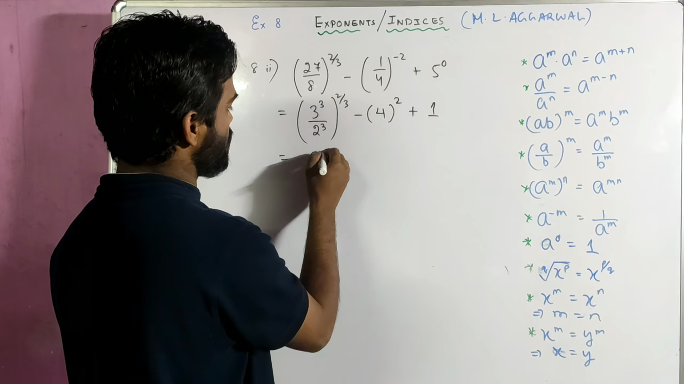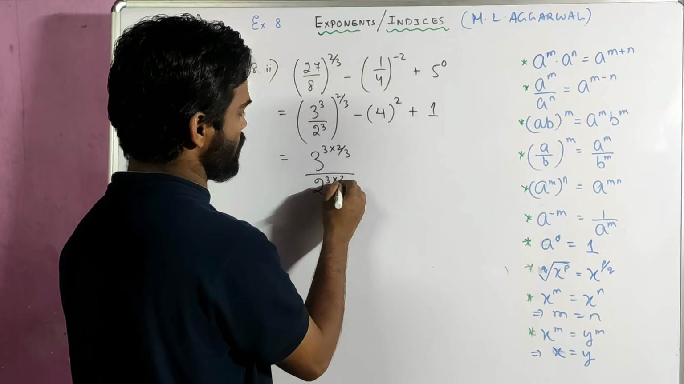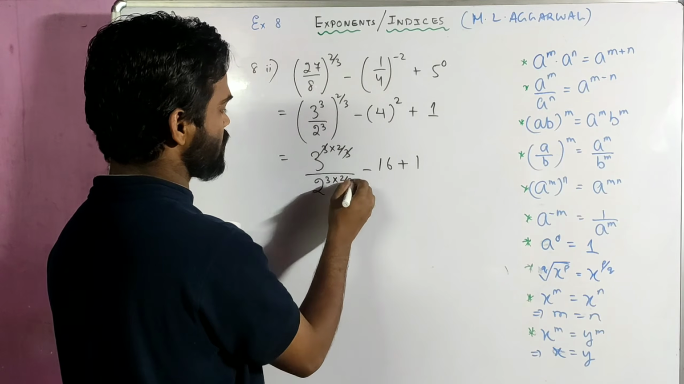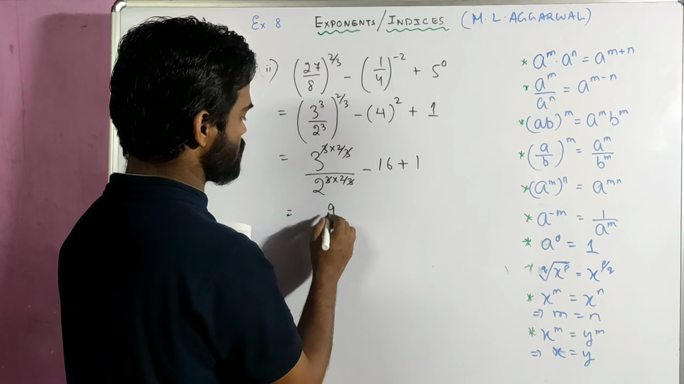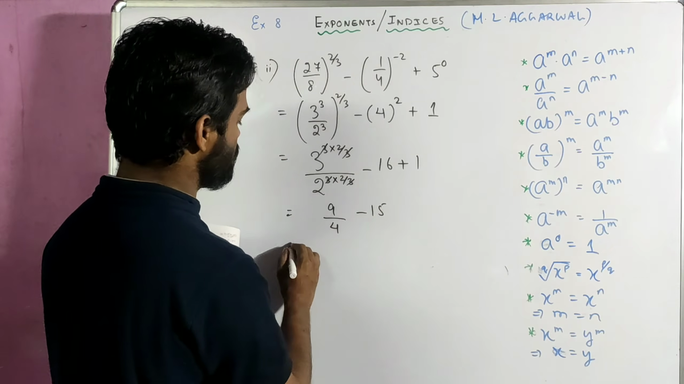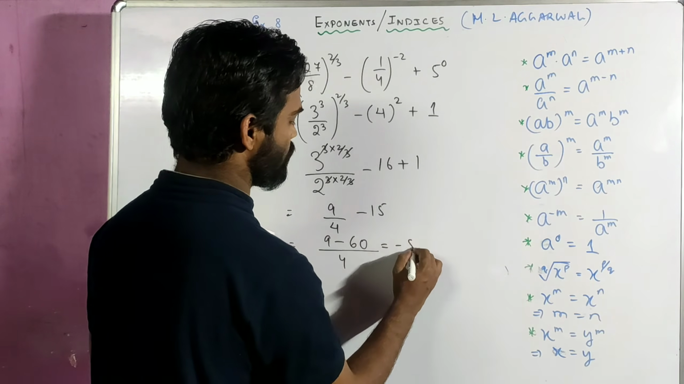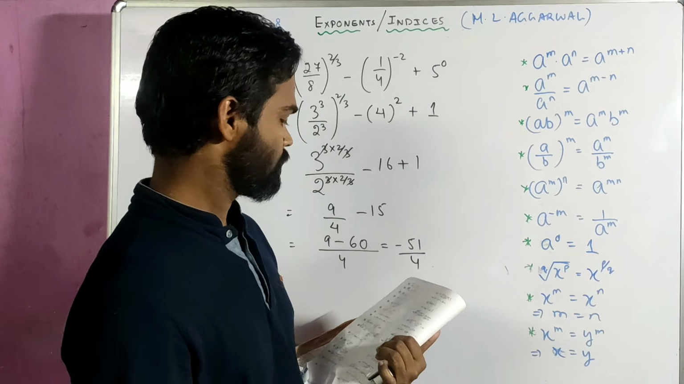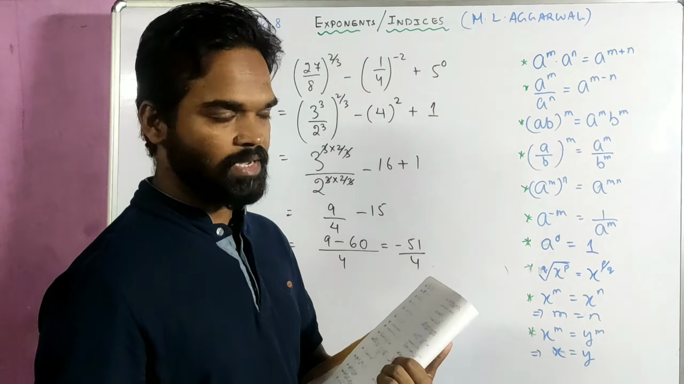Now when you open the bracket, 3 multiplied by 2 by 3, 2 cube multiplied by 2 by 3 minus 16 plus 1. So this cancels out. 3 square is 9, and this is how much? 4. This is minus 15. So 4 taken LCM, 9 minus 60, that's minus 51 by 4. And that's your answer. Am I correct? Now we look at the next sum.